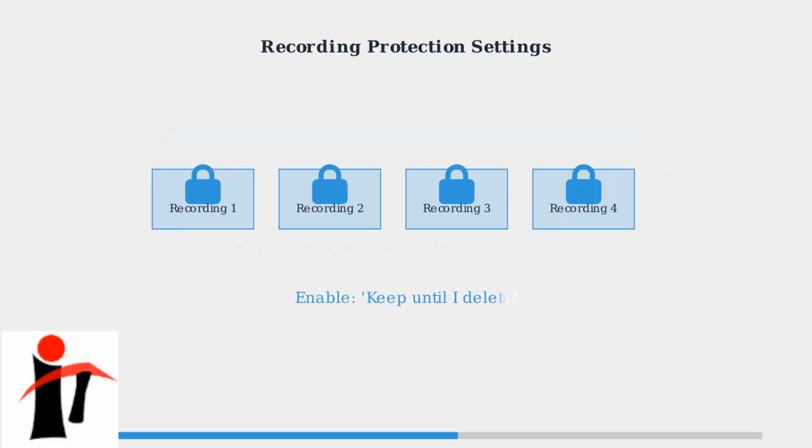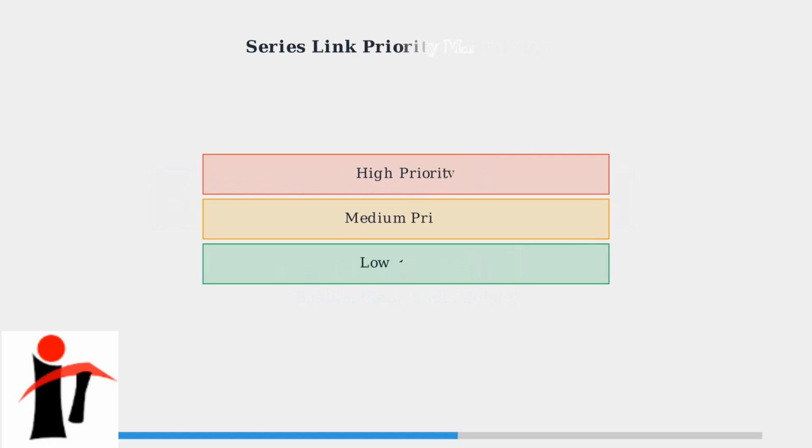Enable the Keep Until I Delete option for important recordings. This prevents automatic deletion and ensures your valuable content remains safe even when storage space becomes limited. Series link prioritization is crucial for managing recording conflicts. Review your series links regularly and set priorities to ensure your most important shows are recorded when scheduling conflicts occur.